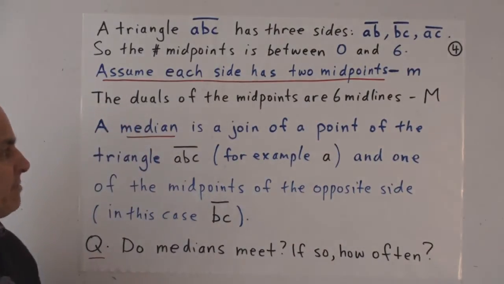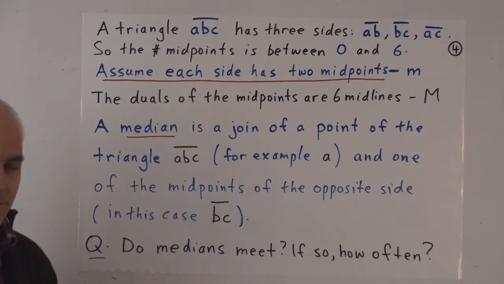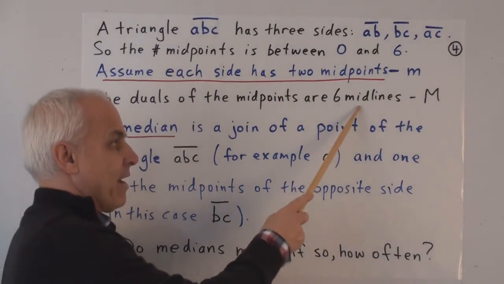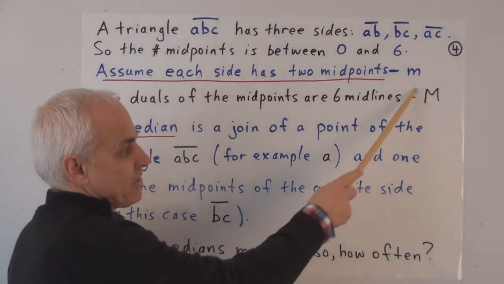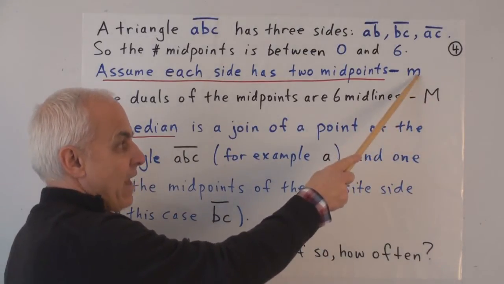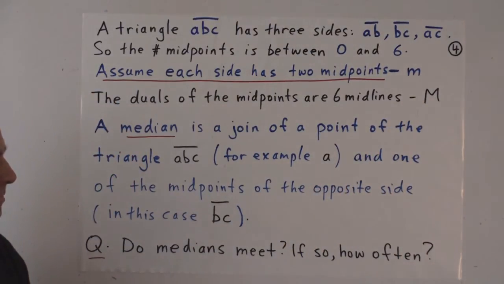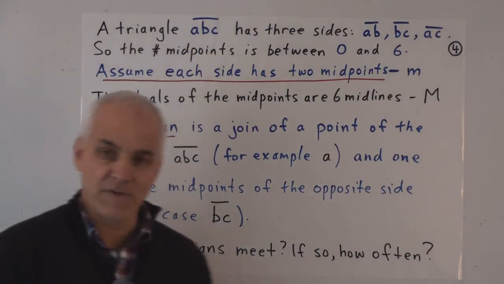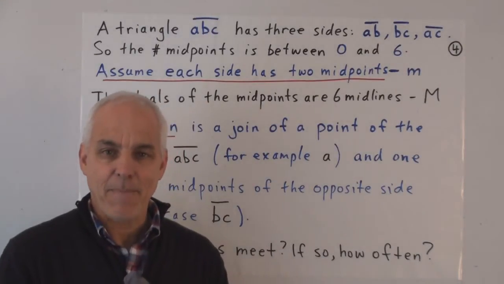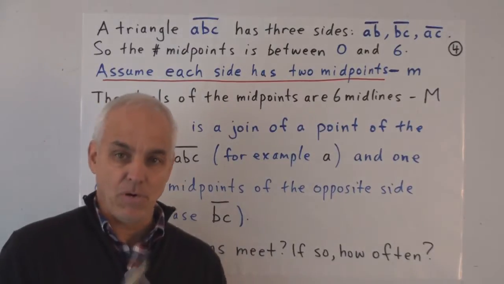Now the duals of these midpoints we've seen, those are midlines. So those will be 6 midlines, and we'll use capital M to denote them so that the duality between the midpoints and the midlines is clear. This is an important feature of this situation that's not happening in Euclidean geometry. Here the midpoints and the midlines are actually dual, pairwise.